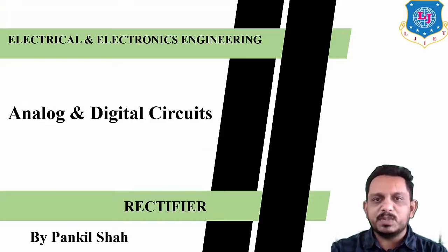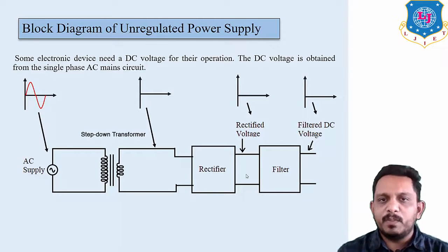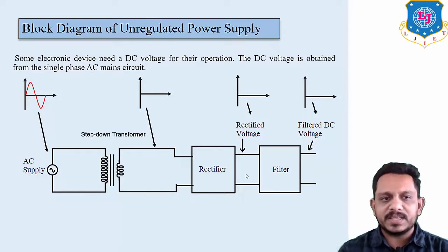Rectifiers come in different types. But before going to the different types, let's understand the block diagram of the unregulated power supply. So the unregulated power supply, or you can say the UPS system. Let's understand the block diagram of the unregulated power supply.